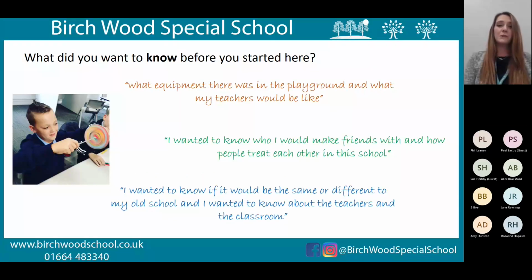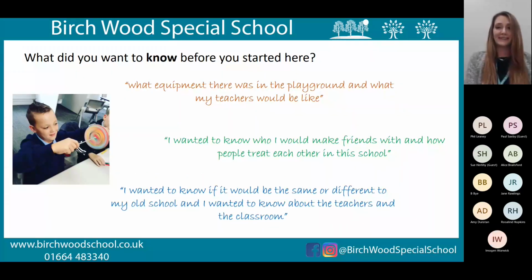And I asked them, what did you want to know before you started here? This is quite useful for me in terms of transition, because it's helping me to build a picture of what I need to include in my information and the types of things that my students are thinking about. One said what equipment there was in the playground and what my teachers would be like. One said, I wanted to know who I would make friends with and how people treat each other in this school, which I found really interesting. I wanted to know if it would be the same or different to my old school, and I wanted to know about the teachers and the classroom.